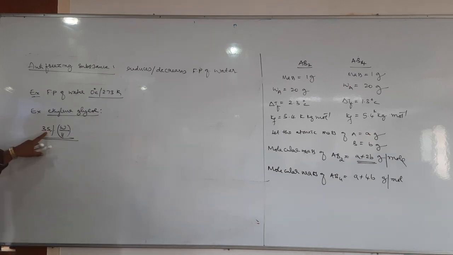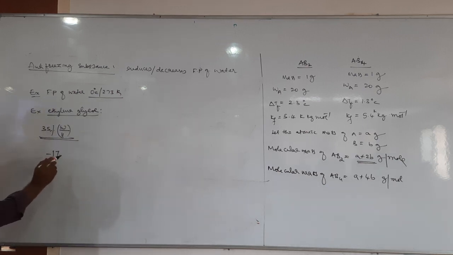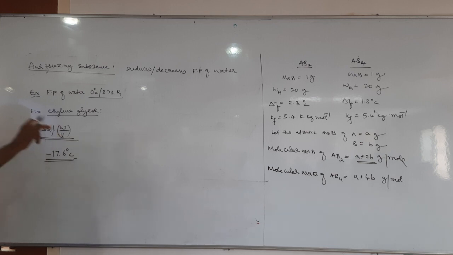instead of pure water, 35% ethylene glycol, it means 35 grams of ethylene glycol dissolved in 100 ml of water can be taken as an anti-freezing agent, which reduces the freezing point of water to minus 17.6 degrees Celsius. It means it does not freeze till minus 17.6 degrees Celsius. Otherwise, pure water freezes at 0 degrees. So therefore, ethylene glycol is called an anti-freezing agent.